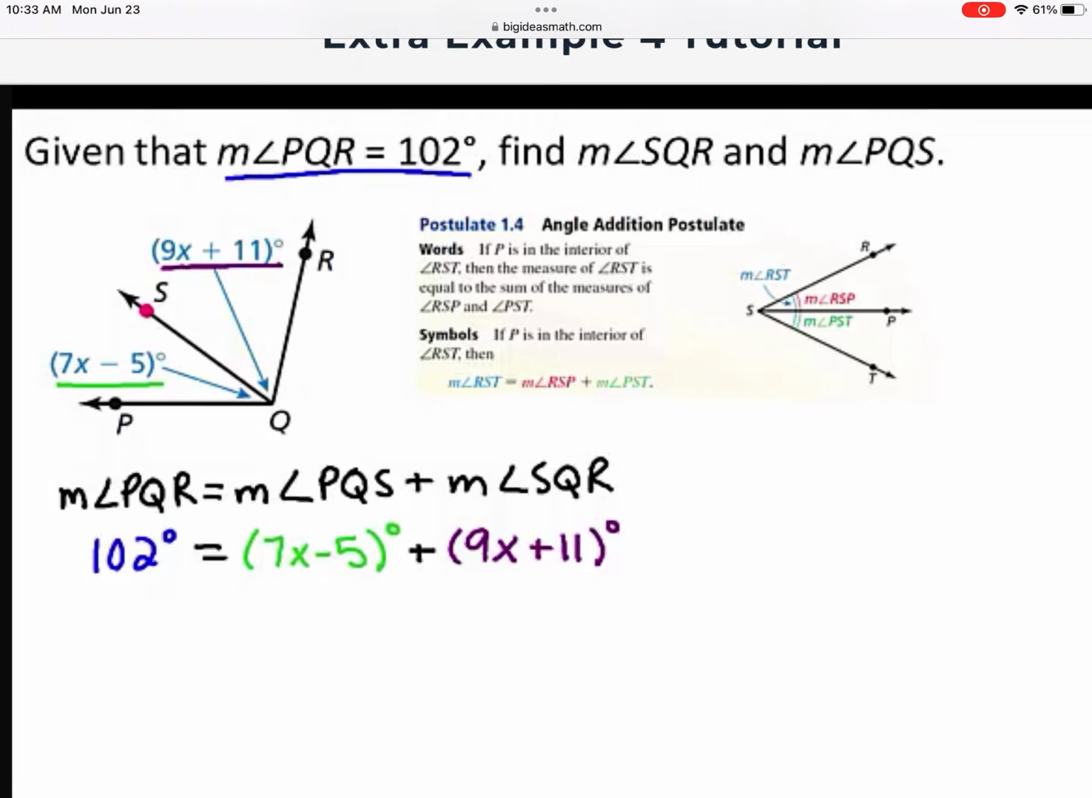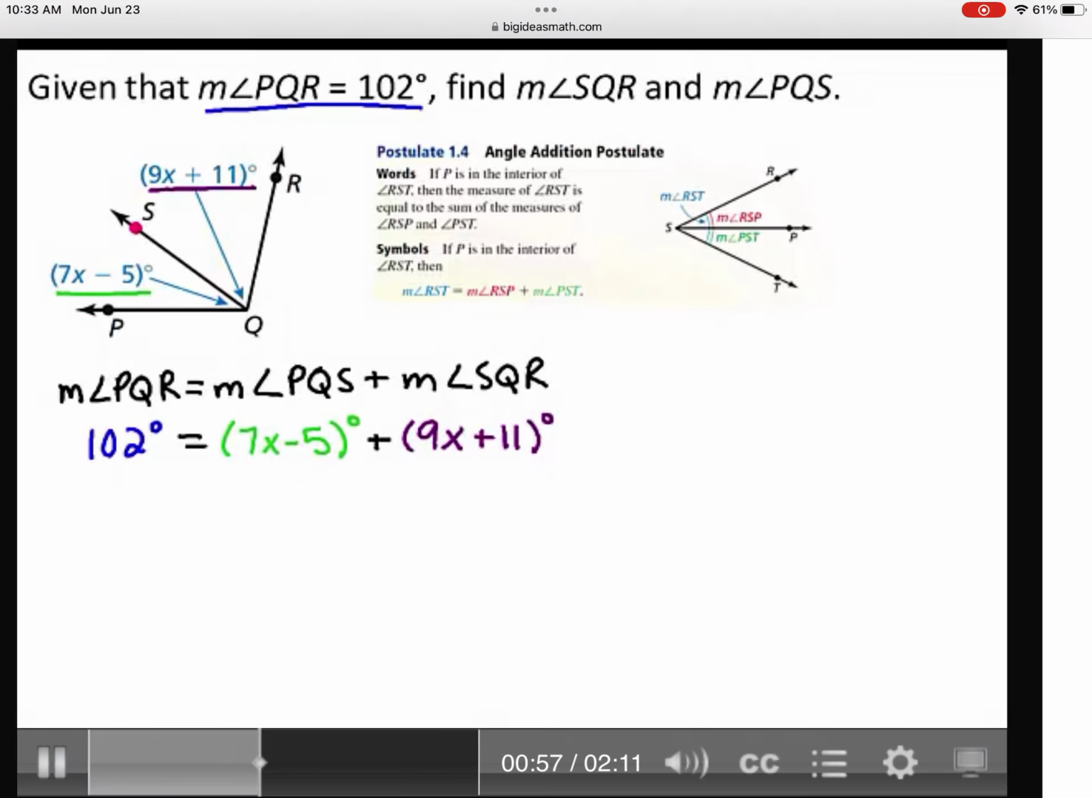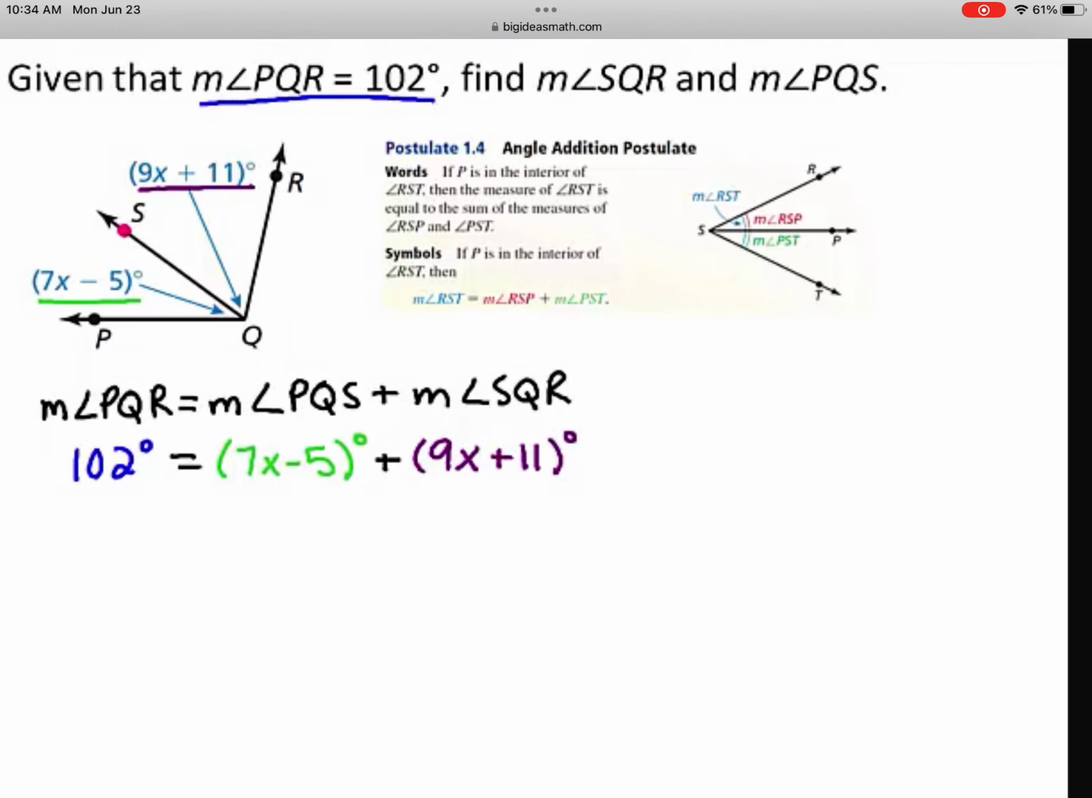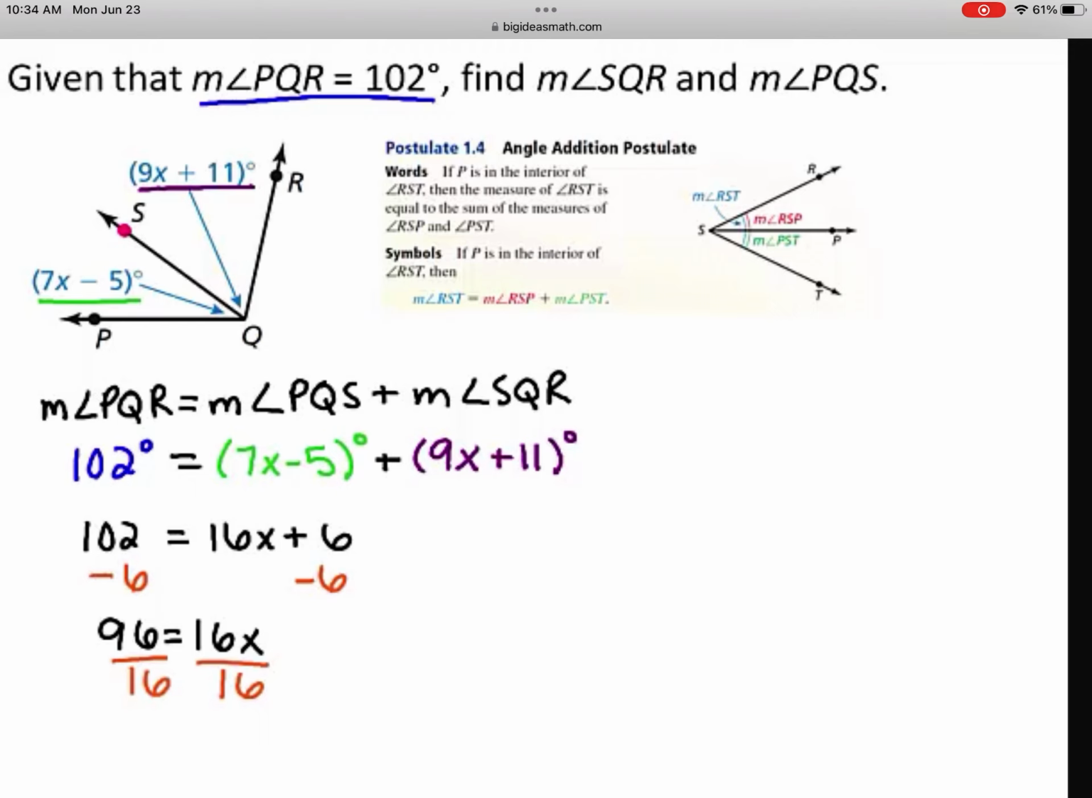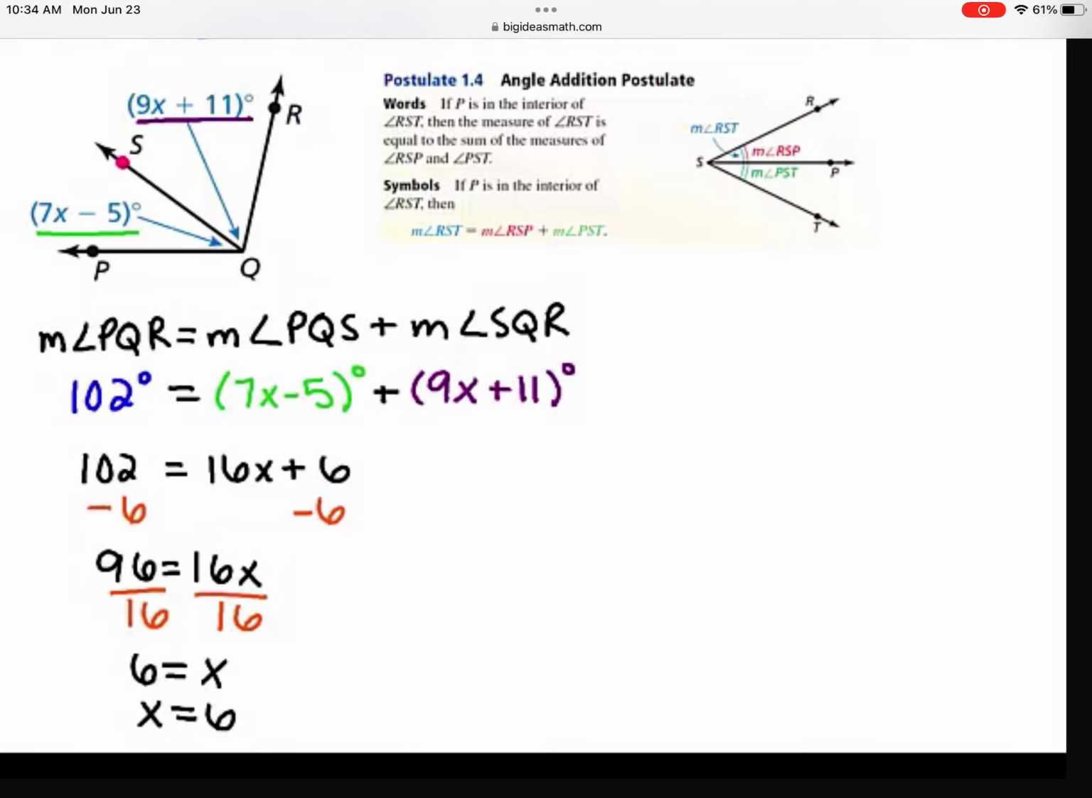Now, to solve for x, you can first combine like terms on the right-hand side of the equation. 7x plus 9x gives you 16x, and negative 5 plus 11 gives you 6. Next, you can subtract 6 from both sides of the equation. This gives you 96 equals 16x. Now you can divide both sides of the equation by 16. This gives you 6 equals x. So the value of x is 6.